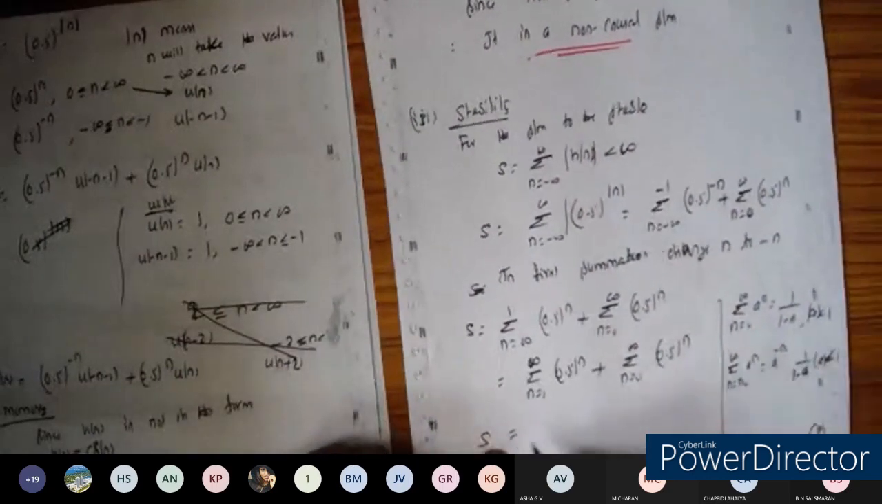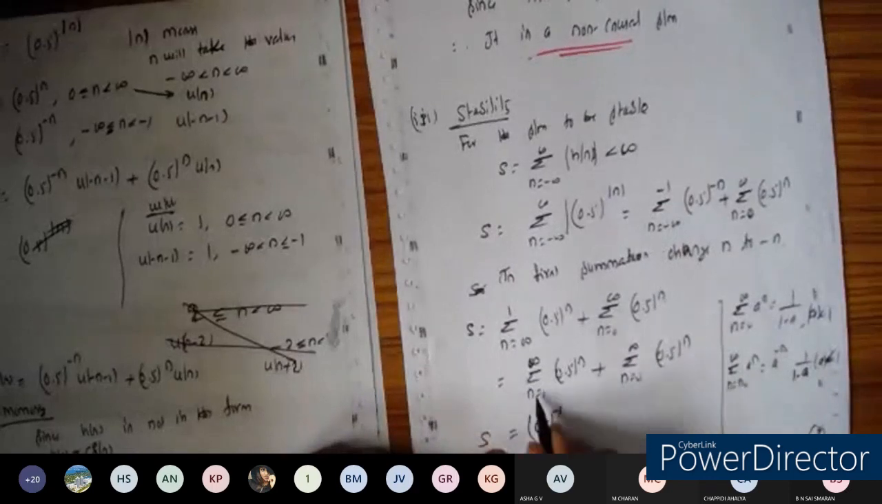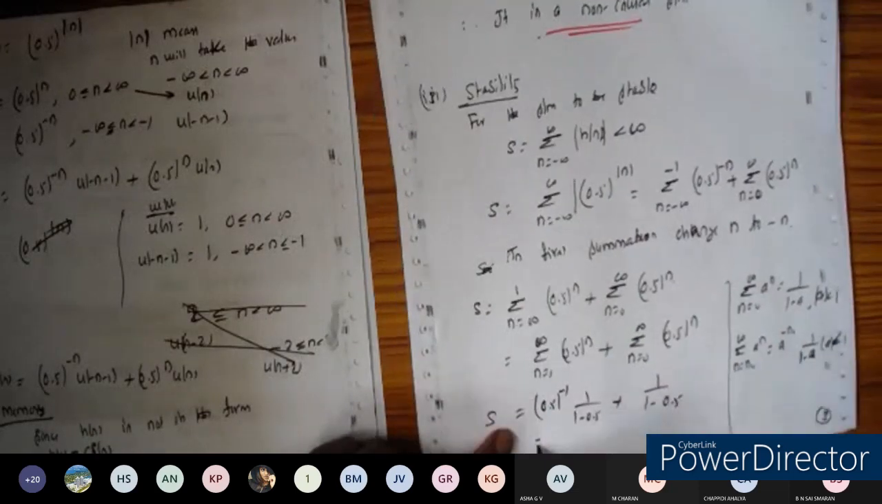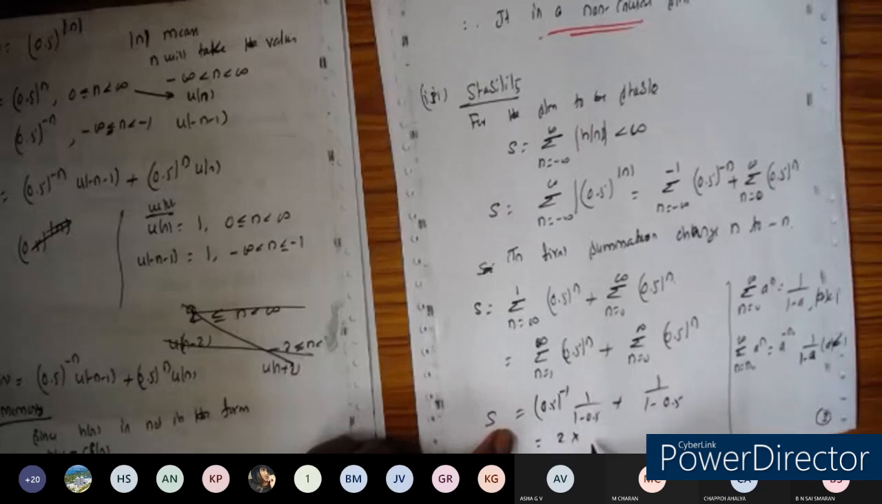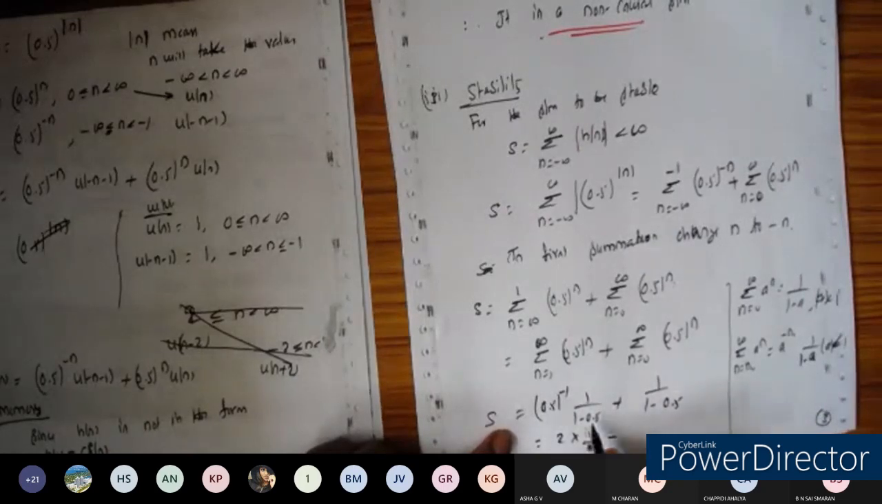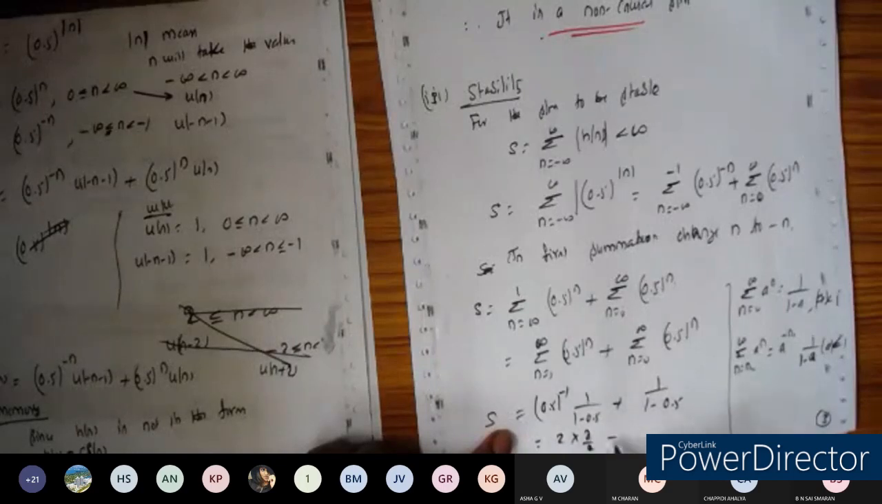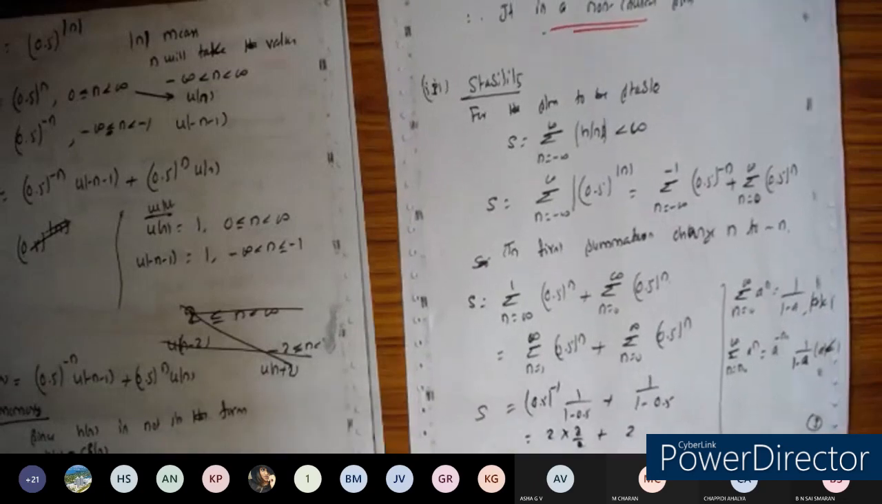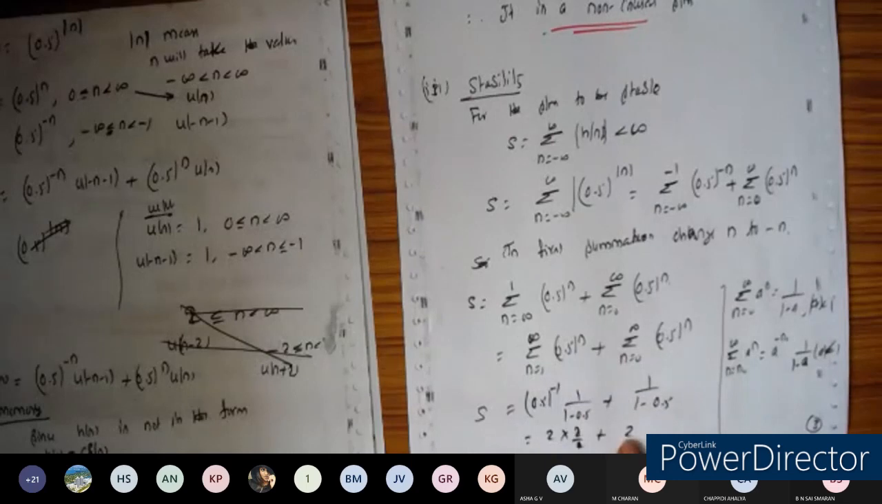So as per this formula, I think everyone has done. So this one is 0.5 to the power of -1 into 1 divided by 1 minus 0.5, plus 1 divided by 1 minus 0.5. So 0.5 to the power of -1 is nothing but 2. 1 minus 0.5 is nothing but 1 by 2, so 1 by 0.5 is nothing but 2 we will get here. Plus this will also become 2. So it will become equal to 6.